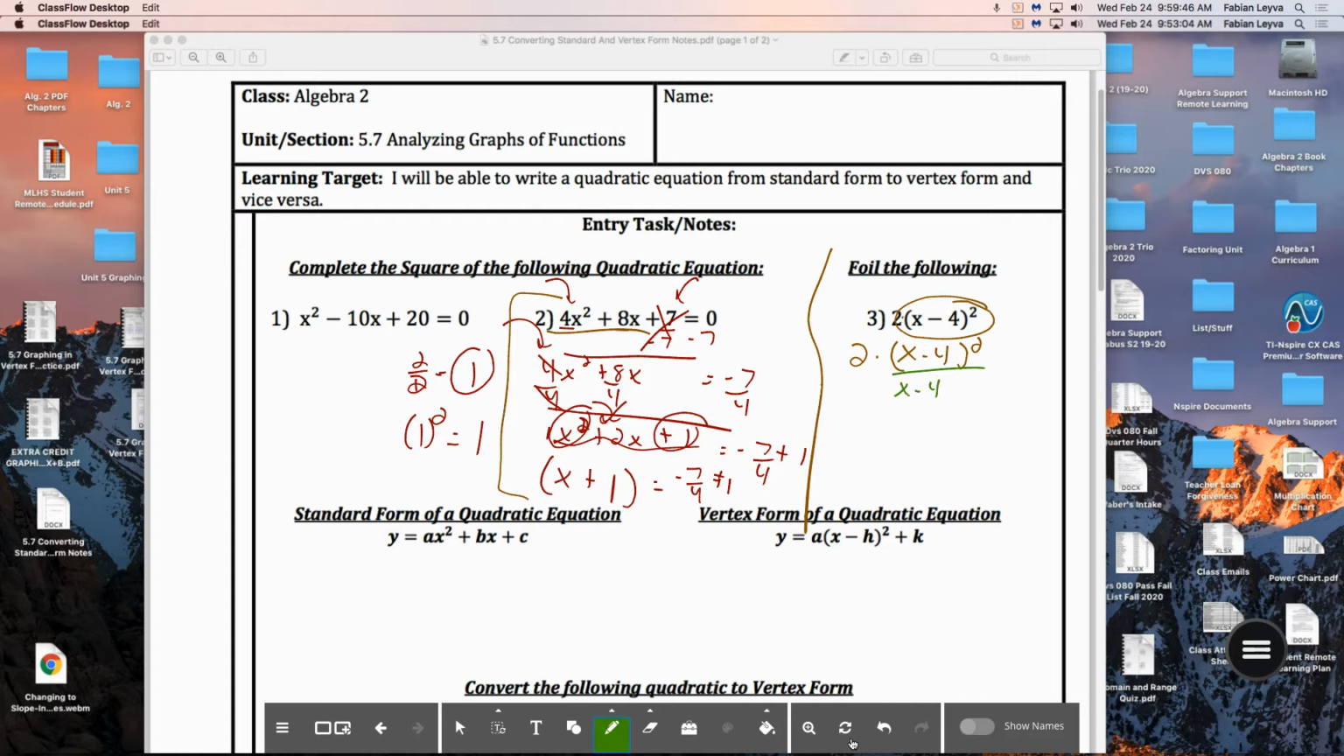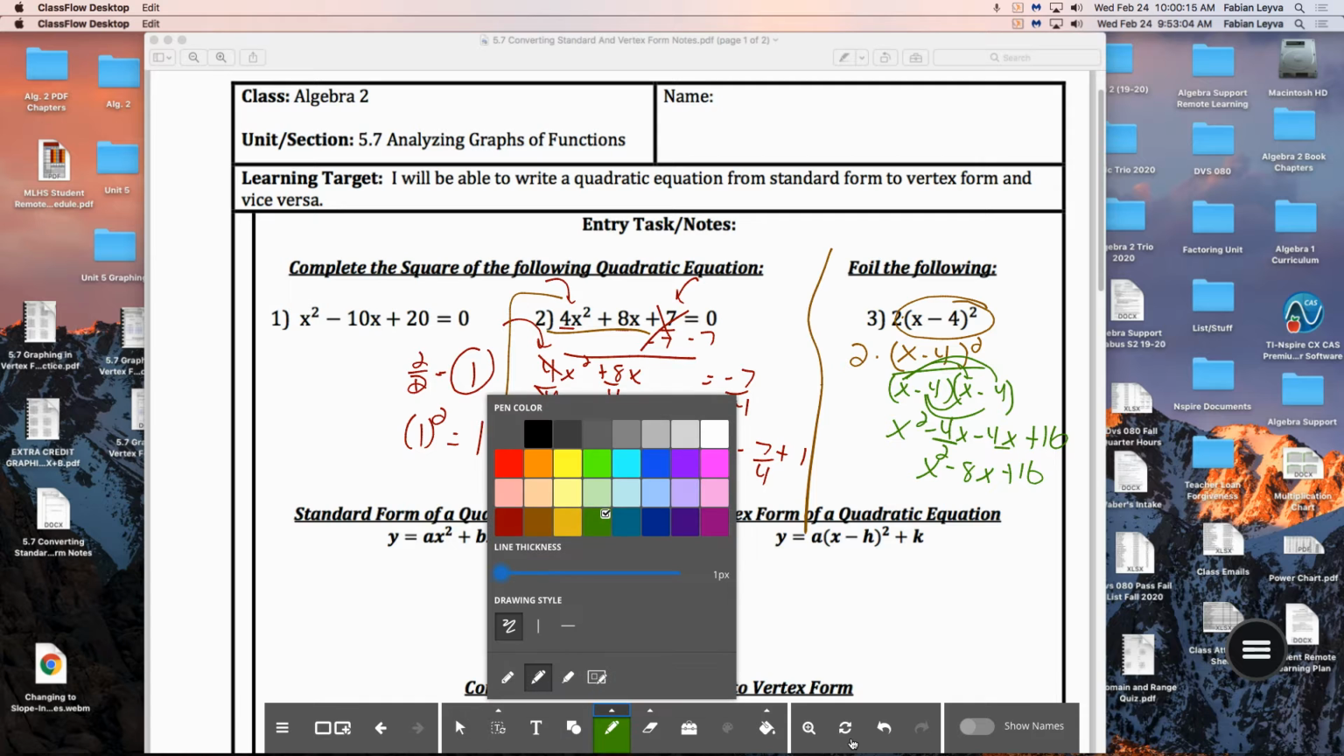So I have x minus 4 times x minus 4. Remember that when you are multiplying two binomials, you have to multiply each term with each term. X times x is x squared. X times a negative 4 is negative 4x. Negative 4 times x is a negative 4x. And a negative 4 times a negative 4 is a positive 16. Now, combining like terms, keep in mind that negative 4 minus 4 is a negative 8x. Don't forget your x squared, and don't forget your plus 16.